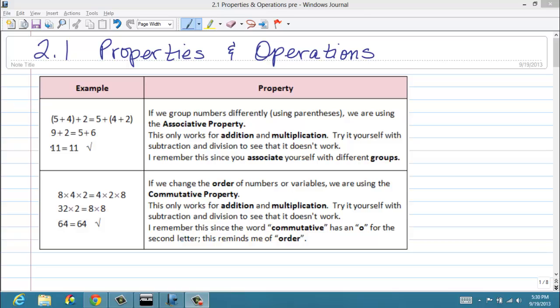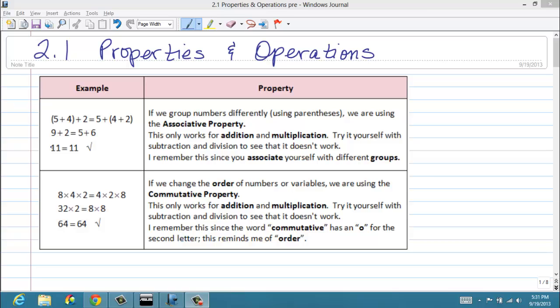5 plus 4 plus 2, if we decide to add 5 and 4 first and then add 2, that won't change the sum if we decide to add 4 and 2 first. This would only work for addition and multiplication, meaning it would not work for subtraction and division. And you should go ahead and try it and see. We can change the order of adding and multiplying, or we can change the associating, but only for addition and multiplication.